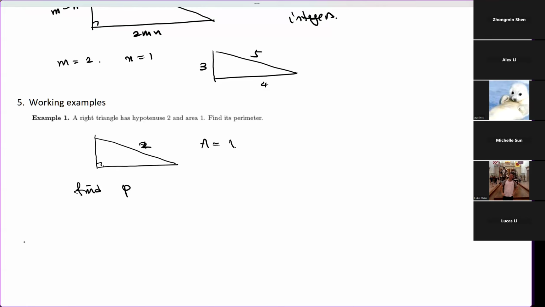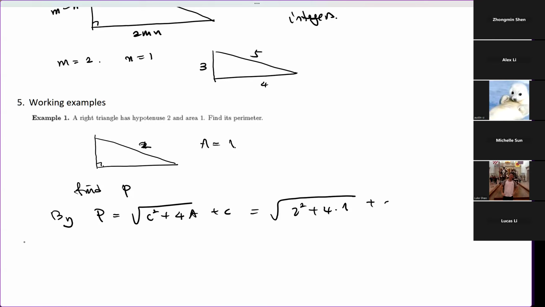Now, if you forget the formula, then you have to do it again, step by step. But if you know the formula, then it's easy, right? By the formula, P is going to be the square root of C squared plus 4A, plus C, right? And that is the formula. Then you just plug them into the formula. C is 2, so 2 squared, plus 4 times 1, plus 2. Okay, 8 is 2 square root 2, plus 2.